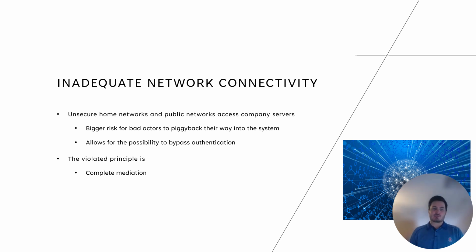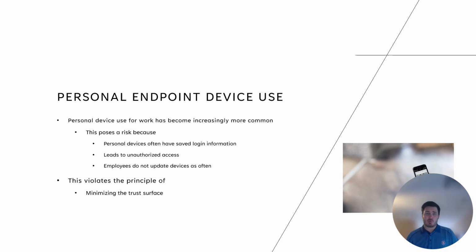That violates the principle of complete mediation, which covers our authentication methods, because if people are able to get into the system without having to go through the authentication, they can just piggyback off of our employees. That is an issue. So we need to provide a company-wide VPN. We have a VPN for the company, but we need to start using it for people at home as well, so that it can be a secure connection and no one can just get into the system however they want. The next one will be personal endpoint device use.